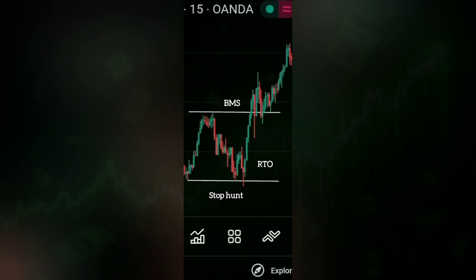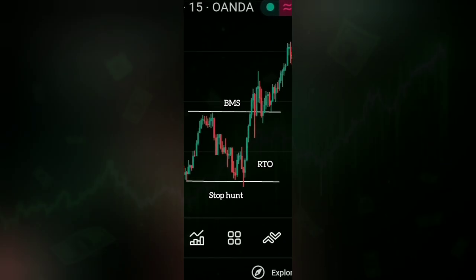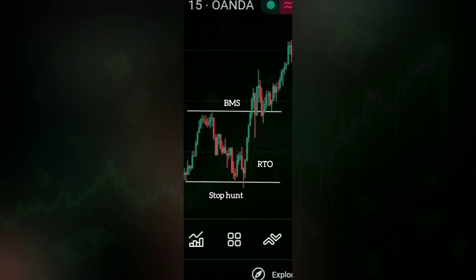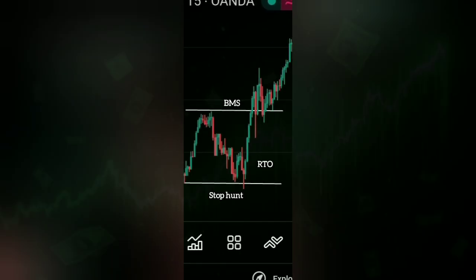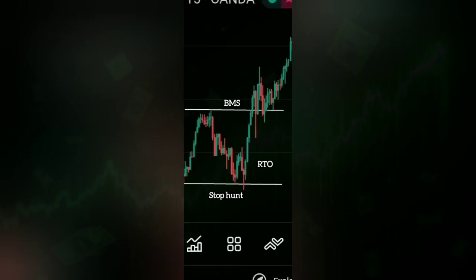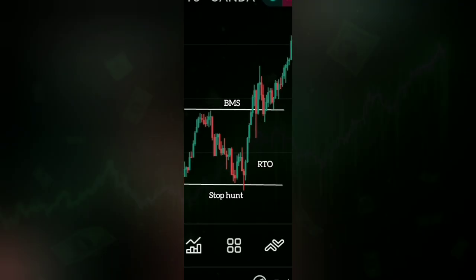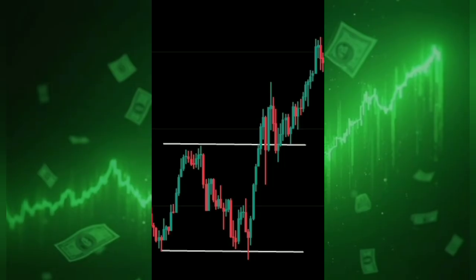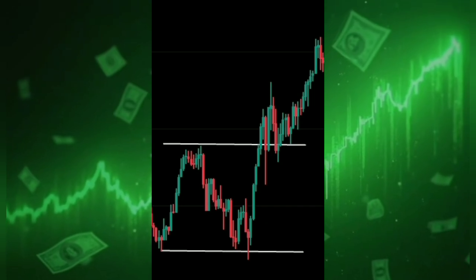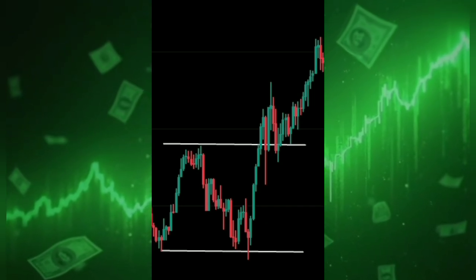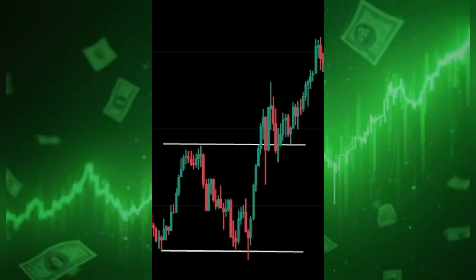Now, let's contrast that with the Stop Hunt plus break of market structure, BMS, plus return to origin, RTO, entry model. This model focuses on the smart money's true footprint. It identifies where liquidity is engineered, where it's taken, and where price is likely to reverse. Here's the breakdown. 1. Stop Hunt. This is where the market takes out liquidity resting above or below a key level, targeting traders who entered early or placed obvious stop losses.